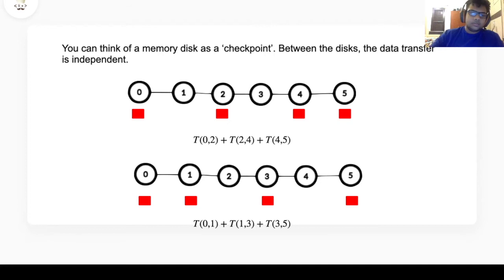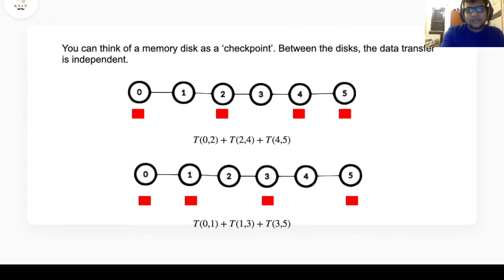Yeah, now that we have this formula, how do we solve further? So one observation is that we can think of memory disks as a checkpoint, right? Like once we get from one checkpoint to the next one, then the next stage is independent, because there's no way we'll come back all the way to the very first checkpoint. So we can consider the value of data transfer between the checkpoints individually. So over here, I'll give you two examples.